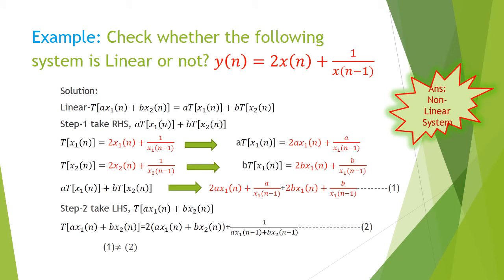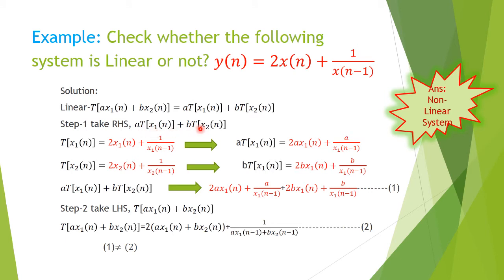Next we are going to see an example problem on linear and nonlinear systems. Check whether the following system is linear or not. y of n is equal to 2 into x of n plus 1 by x of n minus 1. If it is a linear system, then it should satisfy the superposition principle: T of a into x1 of n plus b into x2 of n is equal to a into T of x1 of n plus b into T of x2 of n. First we are taking the right hand side.